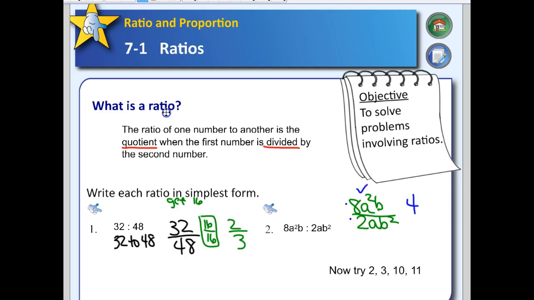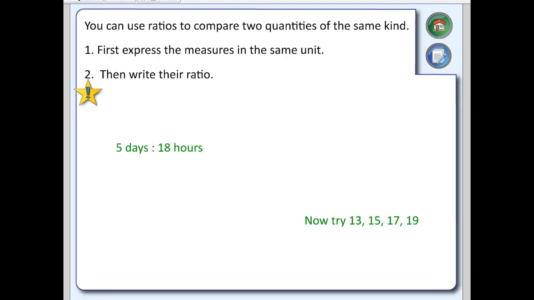Now, if we look at the a's, we've got a squared divided by a. Remember, we subtract our exponents and we put the answer back where the bigger exponent was. So we're going to have a in the numerator. And then when we look at our b's, same idea. We subtract our exponents and we put the answer back where the bigger exponent is. So that's how we simplify those ratios. Pretty easy. We're just simplifying fractions.